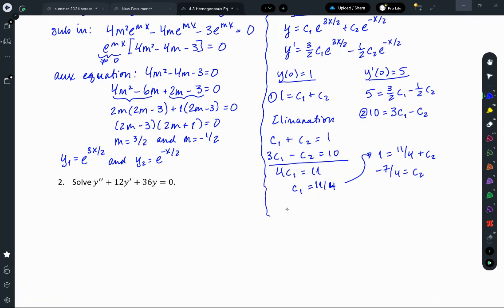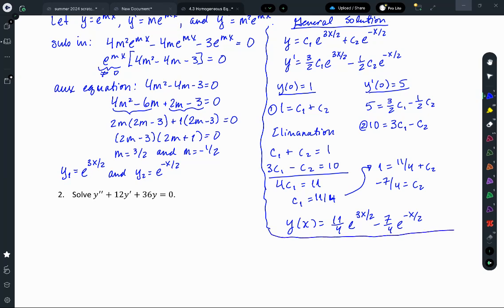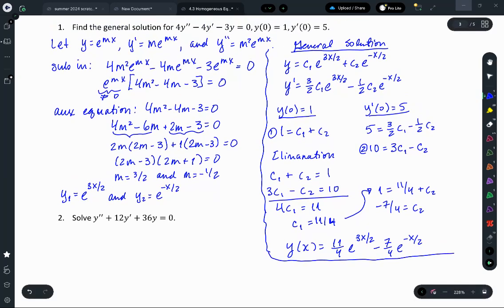Our general solution is y of x equals 11/4 e to the 3x over 2 minus 7/4 e to the negative x over 2. There we go. So that was kind of like everything that you could be asked to do in this section. We have to make an assumption on what the solution looks like, substitute it in, solve a quadratic equation, form our general solution, and then apply the initial conditions.